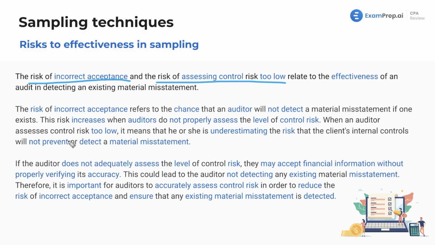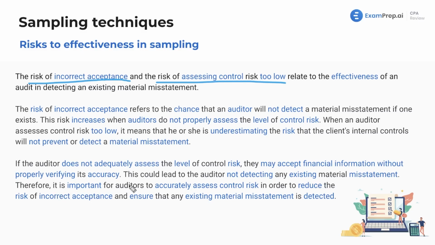When an auditor assesses control risk too low, it means he or she is underestimating the risk that the client's internal controls will not prevent or detect a material misstatement. Wrapping up here, if the auditor does not adequately assess the level of control risk, it's a problem. They may accept financial information without properly verifying its accuracy. Another problem: this could lead to the auditor not detecting any existing material misstatement, which has to do with effectiveness.